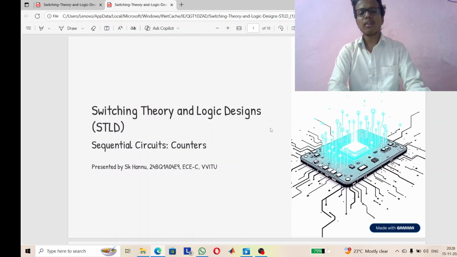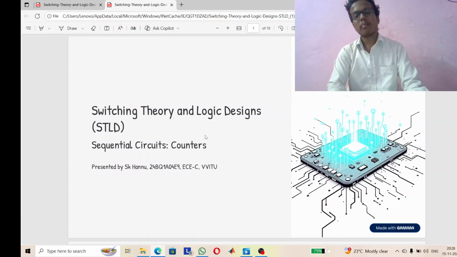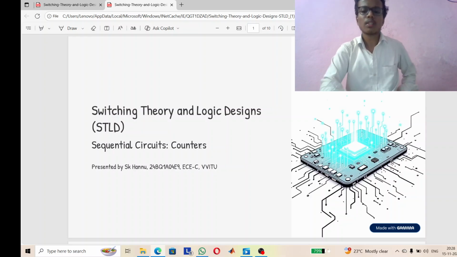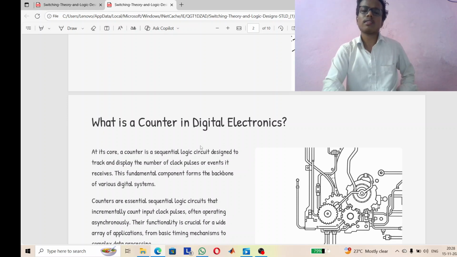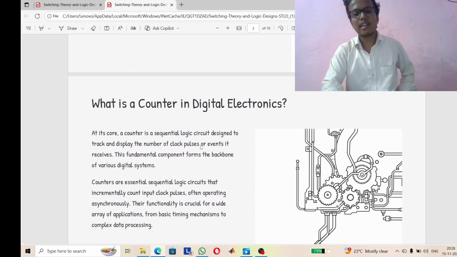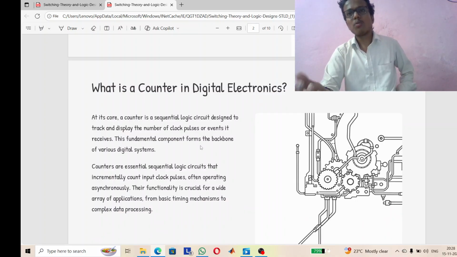Today we are going to discuss Switching Theory and Logic Design. The subject is also known as STLD. The fourth unit is sequential circuits. One of the main topics is counters. First of all, what is a counter in digital electronics? How do counters act in digital electronics, and what are their aspects? We will also discuss the advantages and disadvantages.